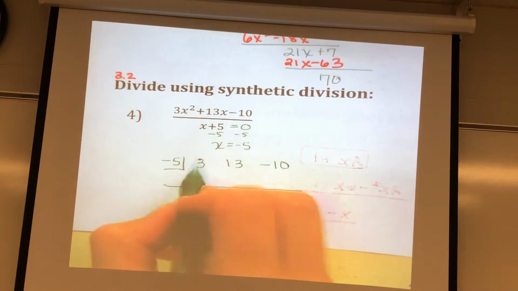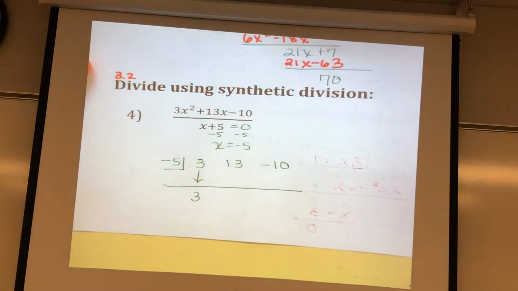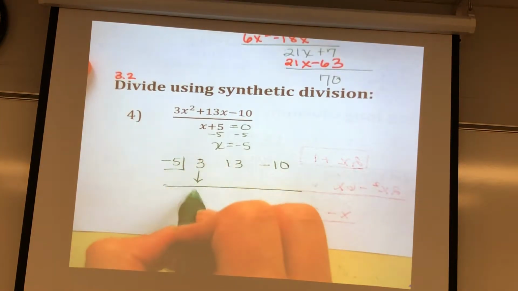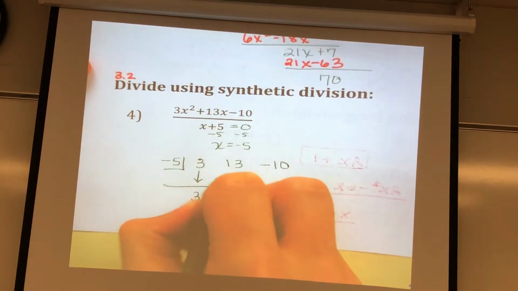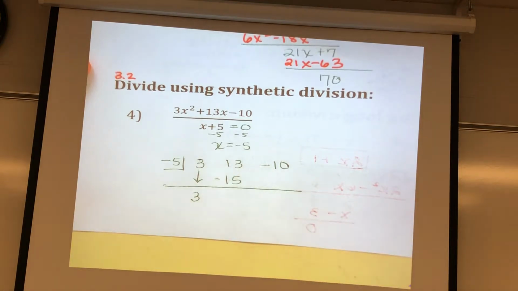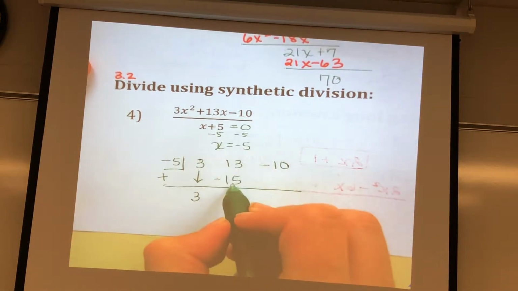You're going to take your first coefficient, that 3, and drop it straight down. So nothing happens to the 3. Then you're going to take the negative 5 in the box, multiply it times this 3, and write the answer up here. So negative 5 times 3 is negative 15. And then you're going to add. So 13 and negative 15 is negative 2.